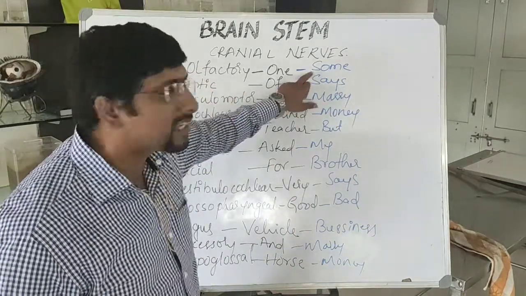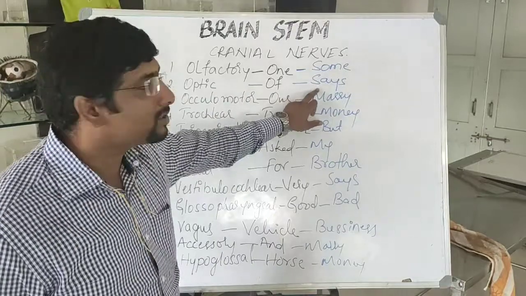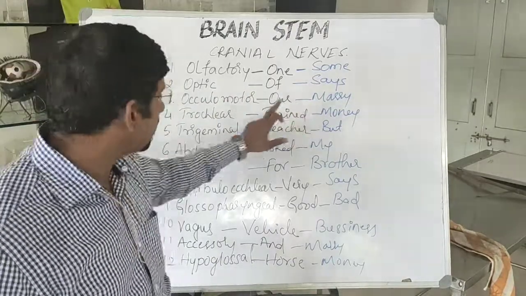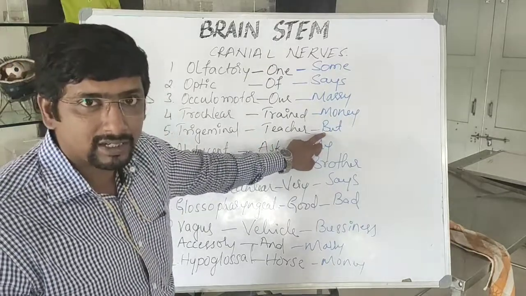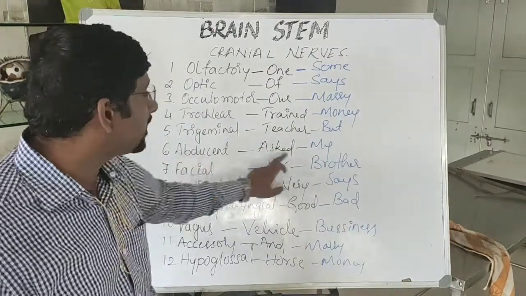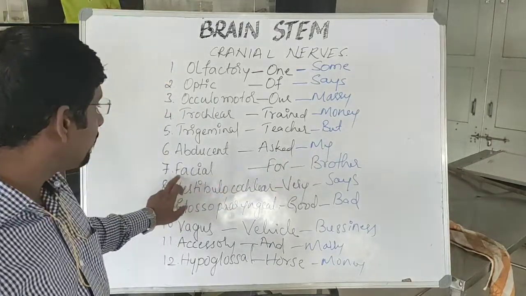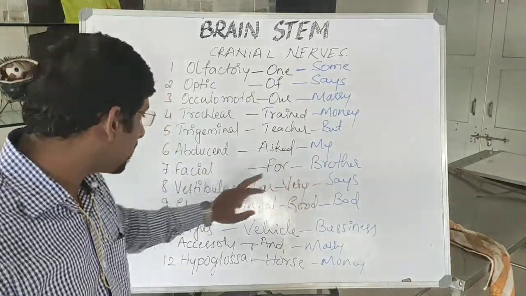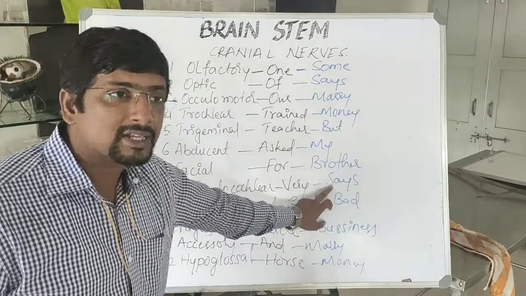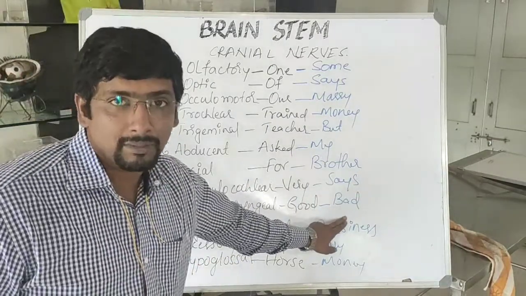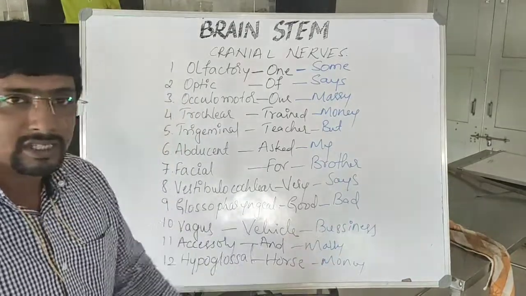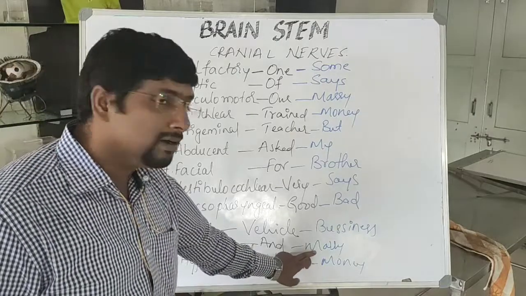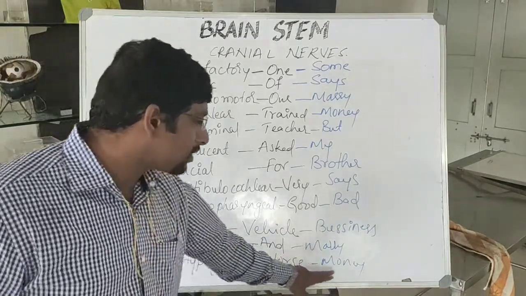So the olfactory is sensory, optic is sensory, oculomotor is motor, trochlear is motor, trigeminal is both sensory and motor. The abducent is motor. Facial is both sensory and motor. Vestibulocochlear is sensory. Glossopharyngeal is both sensory and motor. Vagus is both sensory and motor. Accessory is motor, and hypoglossal is also a motor component.